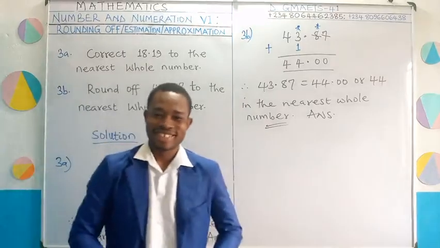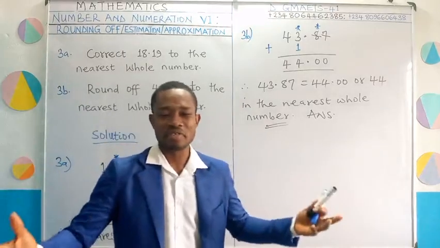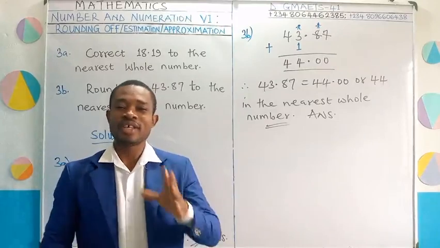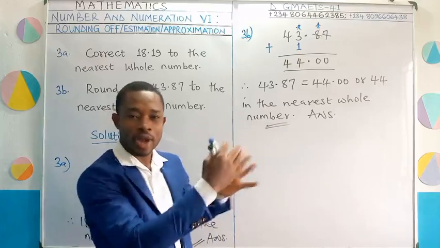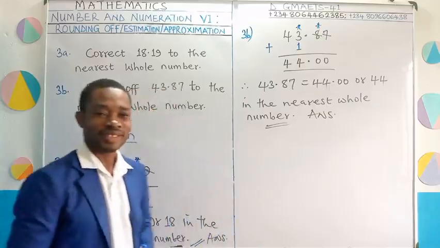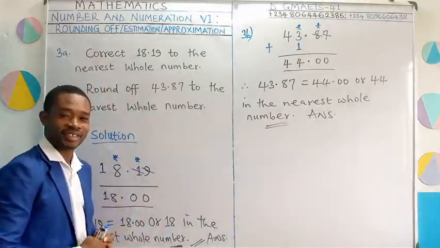Does this make sense? You see, we are done with everything about rounding off. But let me just take you to the last section, when the rounding off is between decimal digits. Section 4. That's what we're going to look at next.